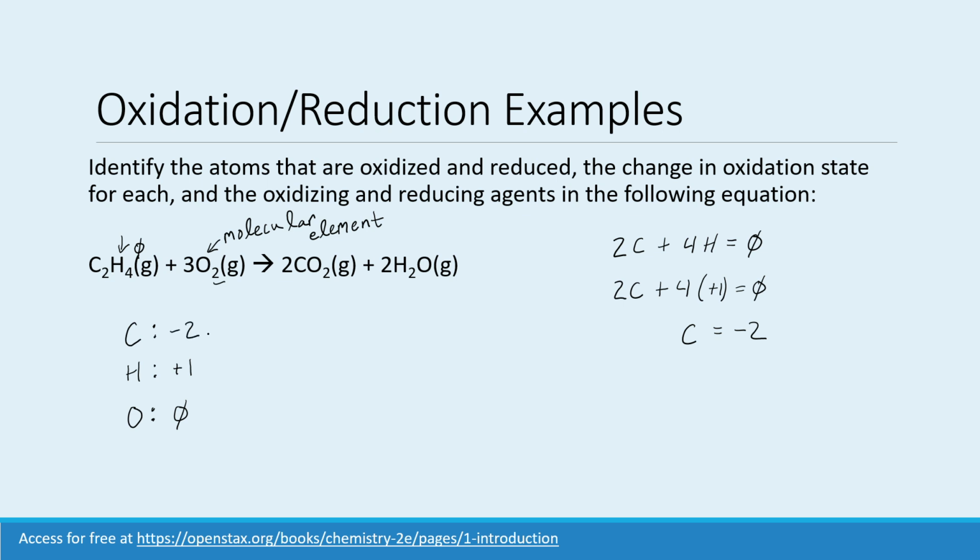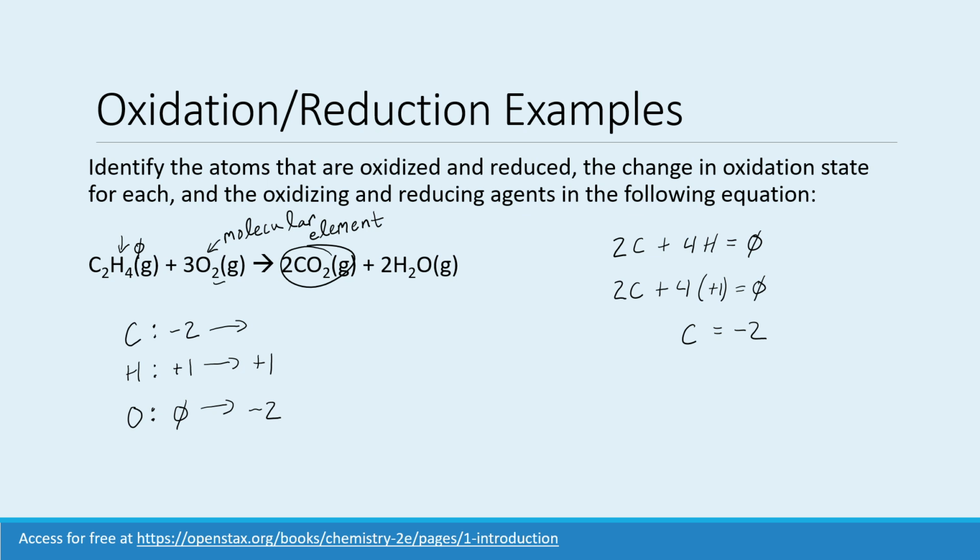Okay, and then we look on the product side for all 3. And on the product side, everything is in a compound, right? We've got carbon dioxide and water. And so our hydrogen and our oxygen, we know. Hydrogen will still be +1 in a compound. And oxygen, because there's no peroxide present, is going to be -2. And so the only thing we've got to figure out is that carbon, and we've got the CO2.